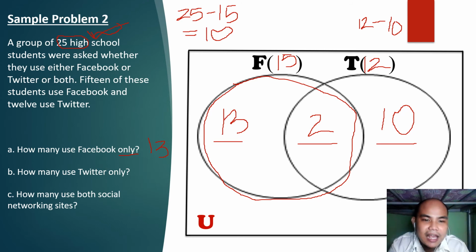How about letter B? How many use Twitter only? Let's check. For Twitter itself, there are 12 students who use Twitter. But how many use Twitter only, without Facebook? The answer is 10. Correct. Now let's go to letter C. How many use both social networking sites? Or how many use Facebook and Twitter? So it's the intersection. Where is the intersection, sir? It's in the center, which is 2. And that's the answer for our sample problem number 2.